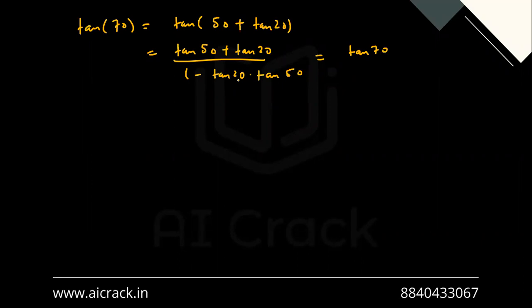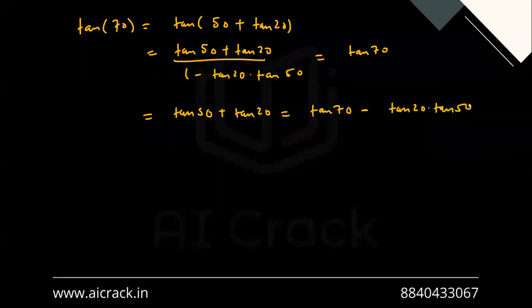We see that 20 and 70 are complementary angles. So basically 20 plus 70 is 90. So I get to know that if I multiply it over here, I'll get something. So what happens is tan 50 plus tan 20 equals tan 70 minus tan 20 dot tan 50 dot tan 70.